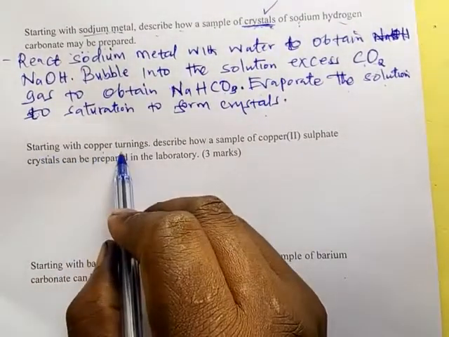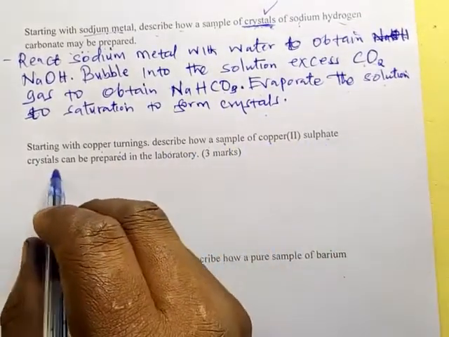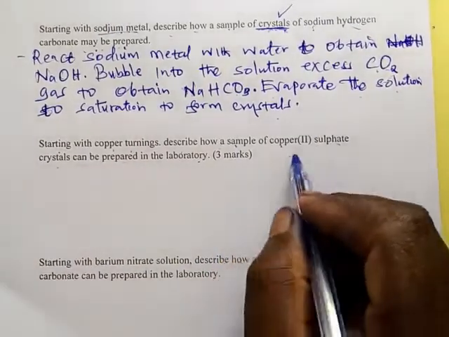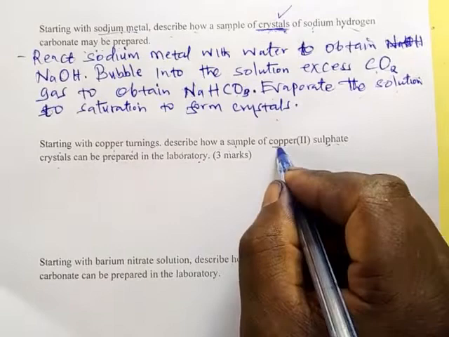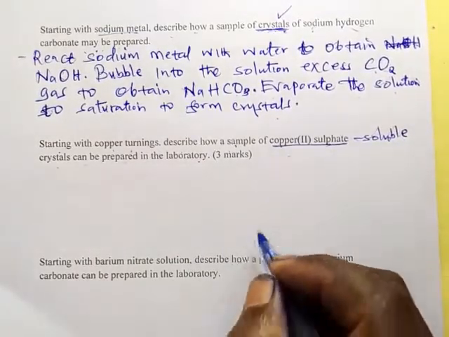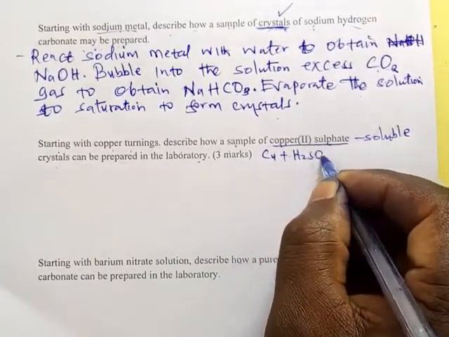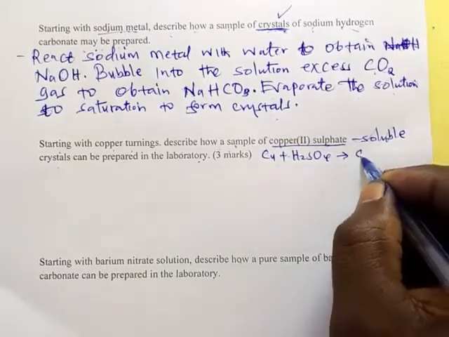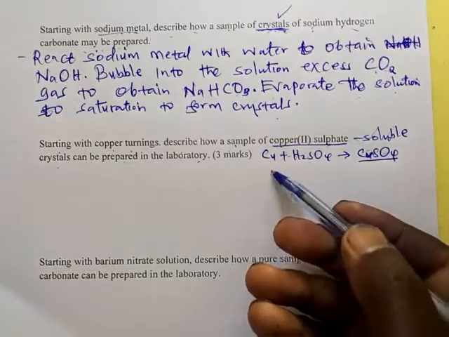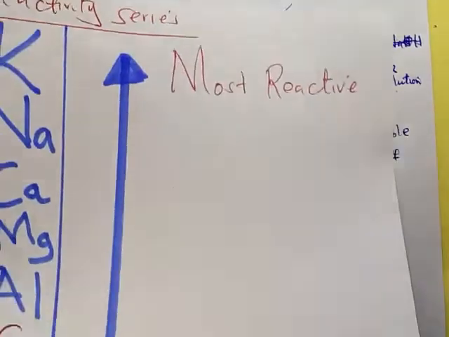Starting with copper turnings, describe how a sample of copper(II) sulfate crystals can be prepared. First, we ask ourselves, is copper(II) sulfate soluble or insoluble? Copper(II) sulfate is a soluble salt. The question is, why can't we react Cu plus sulfuric acid to get copper(II) sulfate? Why can't we do this? The reason is simple.